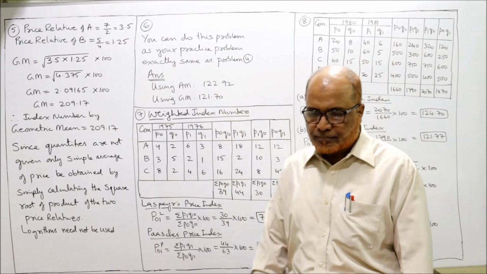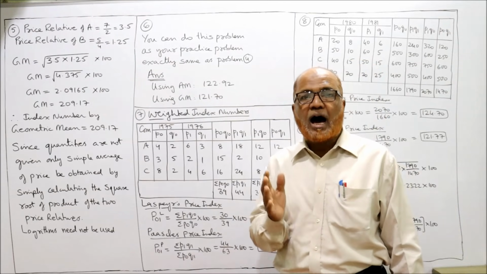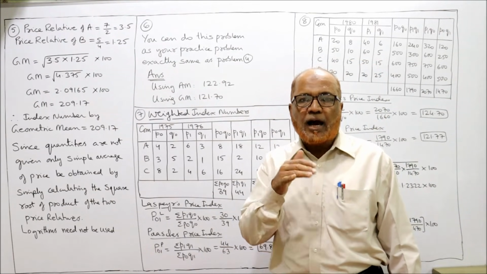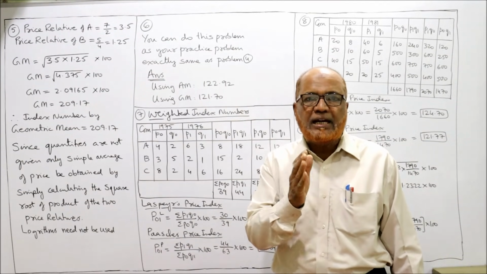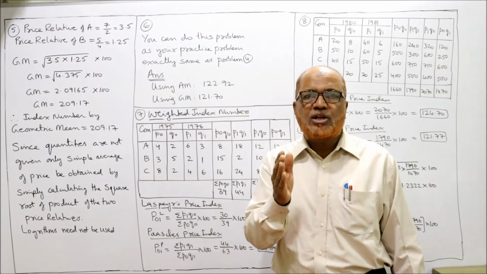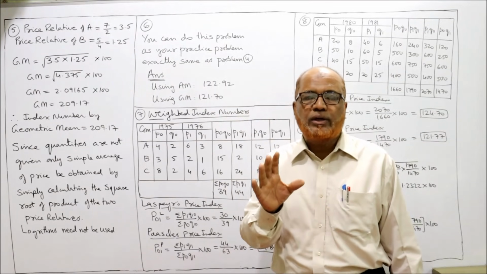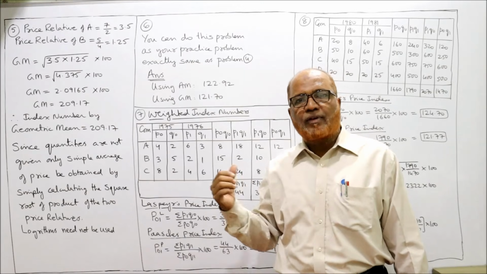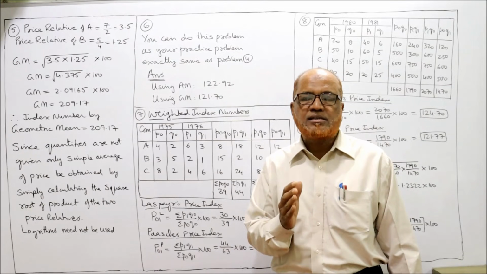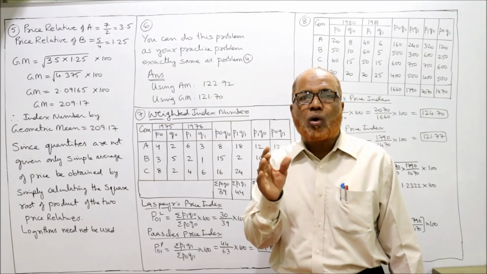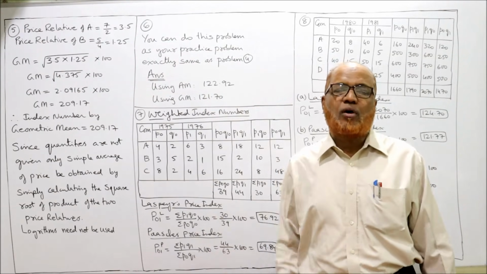Now seventh problem. Seventh problem is weighted index. So far we have completed unweighted index number. Under unweighted index number, two methods we have seen. The two methods are simple aggregative method and simple average of price relative using arithmetic mean and using geometric mean. Up to here we have completed unweighted. From now onwards we are starting weighted price relatives. Weighted price relatives means quantities will be given. The quantity will be treated as weight. So for weighted price index we have so many formulas.